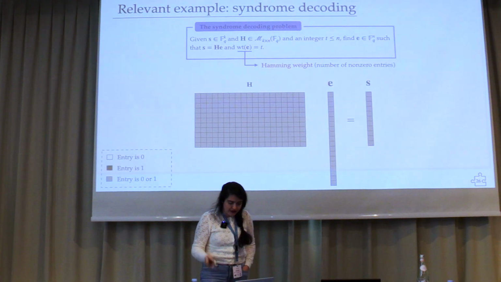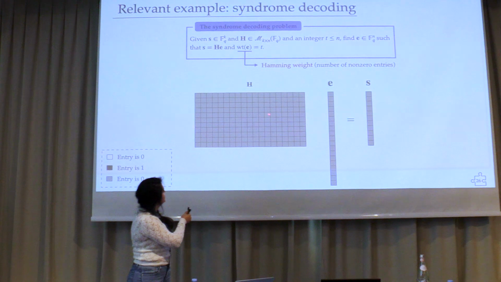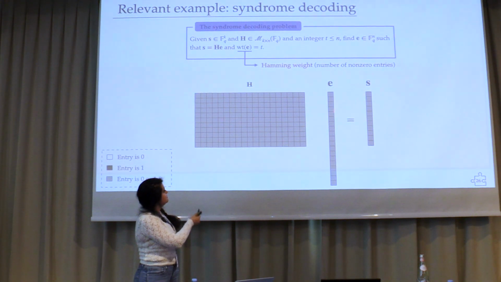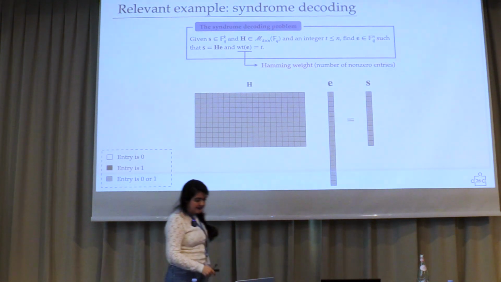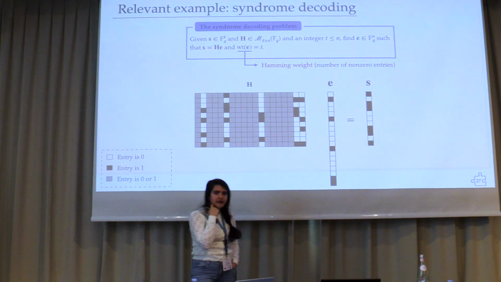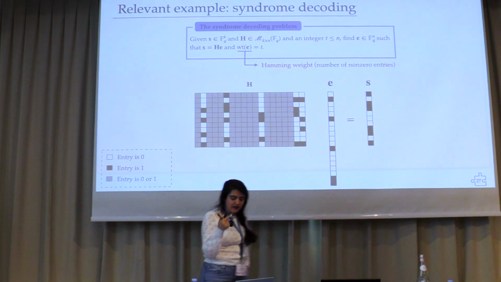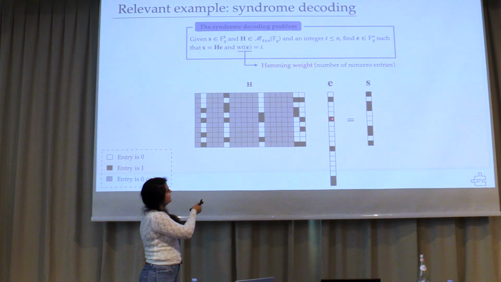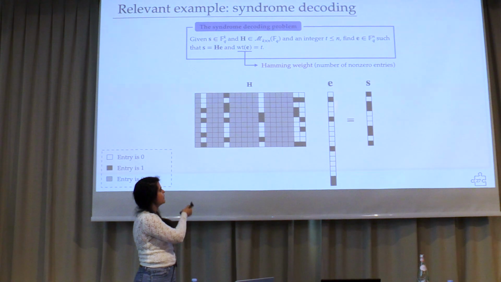Visually, this is the problem. Here I have this matrix H, and gray means any entry. Then I multiply it with this e, and I want to get this s. Concretely, what does it look like to brute force this problem? I put here an example so that you can see. Let's say this is a solution to this problem: a vector that has a 1 here, a 1 here, 1, 1, 1. So t is equal to 5, it has only 5 non-zero entries.